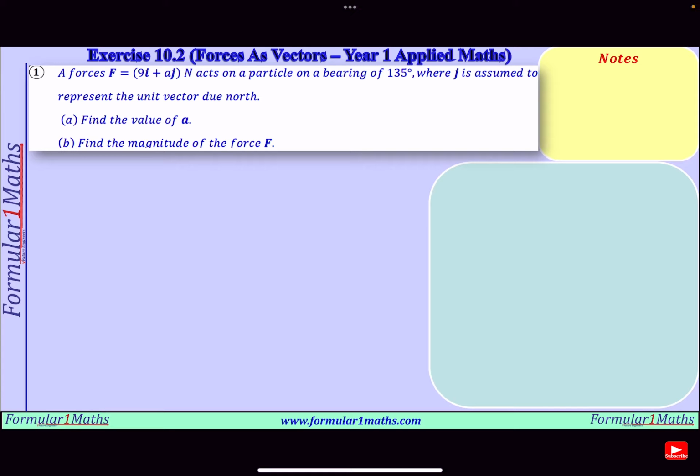This is exercise 10.2 GCE A-Level Applied Maths, Year 1. This exercise is on forces as vectors. We've got 3 questions to answer.